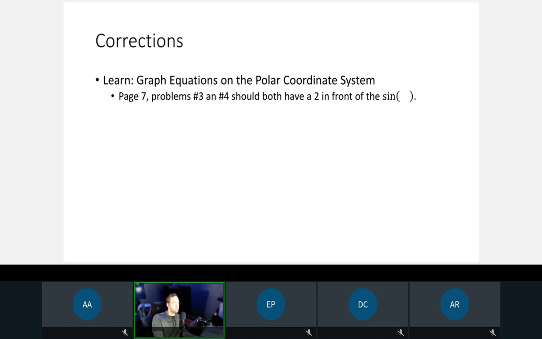And then corrections. At least a month ago, and I highly doubt they fixed it, on page 7 of the Learn module, graphing equations on the polar coordinate system, problems 3 and 4 should both have a 2 in front of the sine. So if you notice that, there's the correction for the Learn module. I don't know if they fixed it or not.